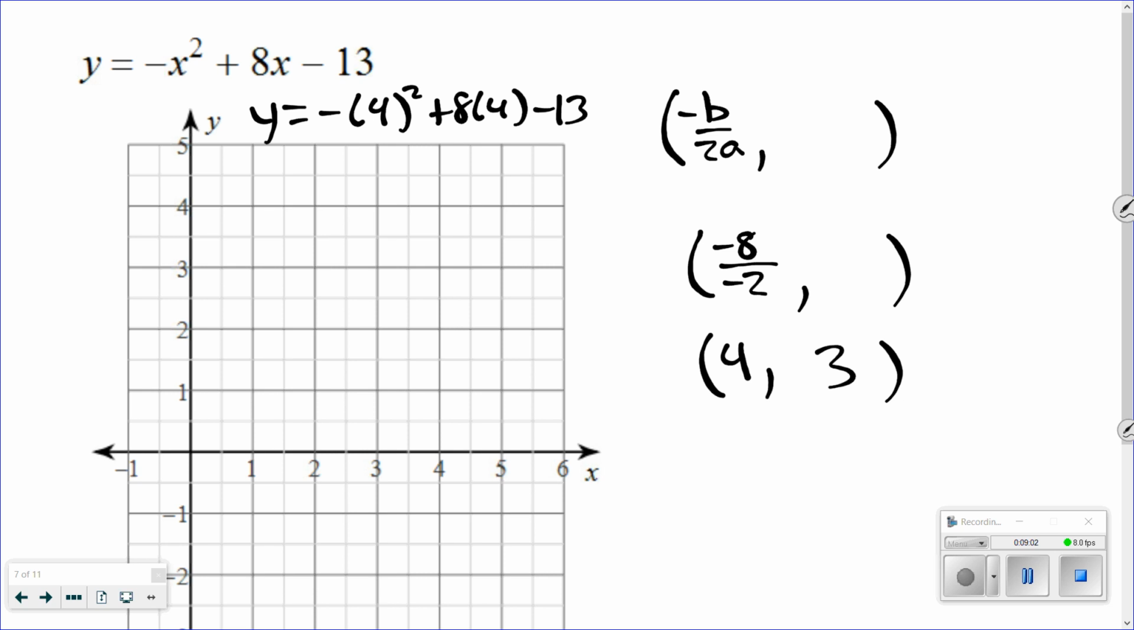So I go to 4, 3, put my vertex, and then I look up here at a. A is a negative 1. Well, remember, a controls what direction you're opening, so a negative is going to reflect it down. And the 1 means I'm going to go over 1, down 1, over 1, down 1. So my parabola looks something like that when I graph it.